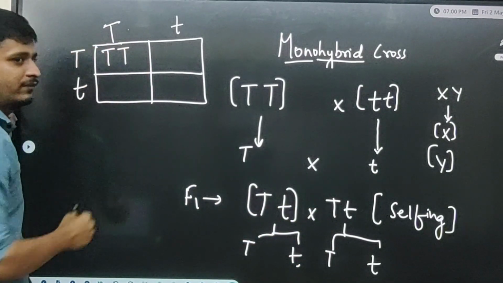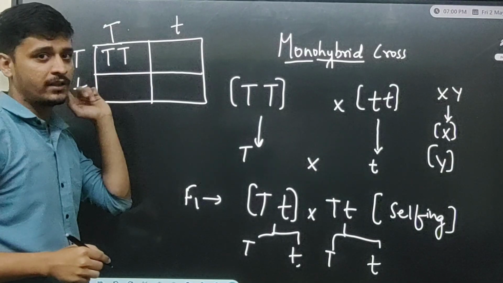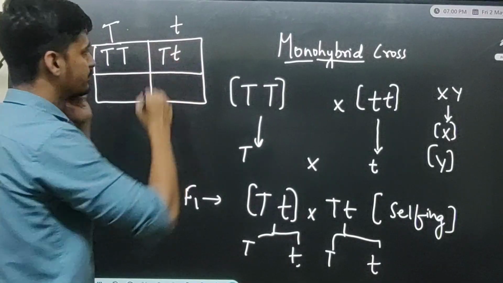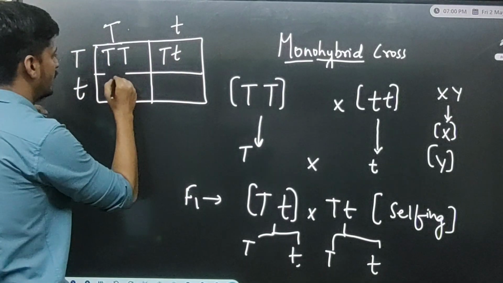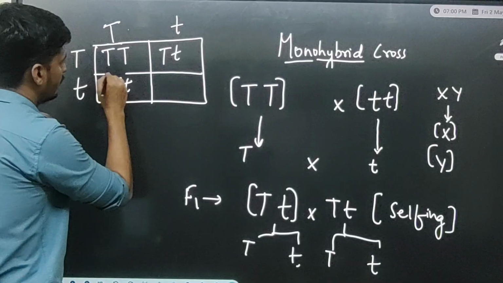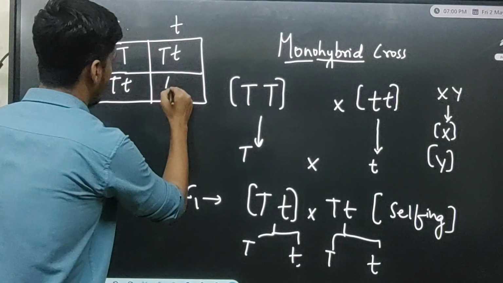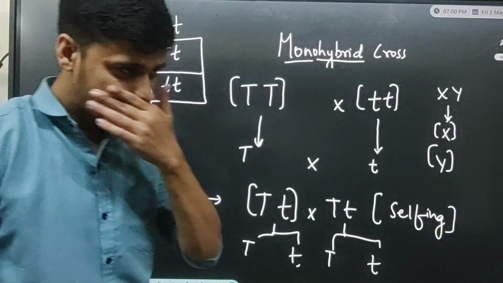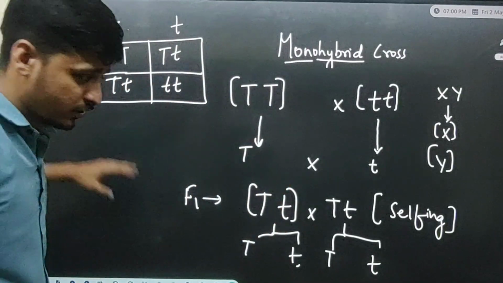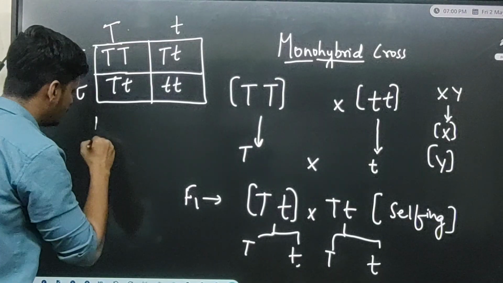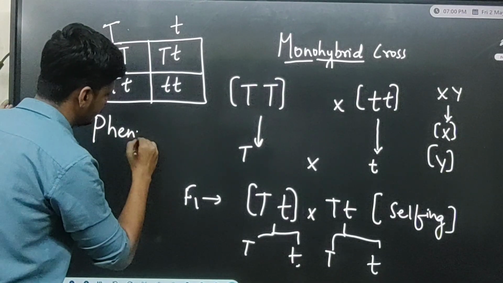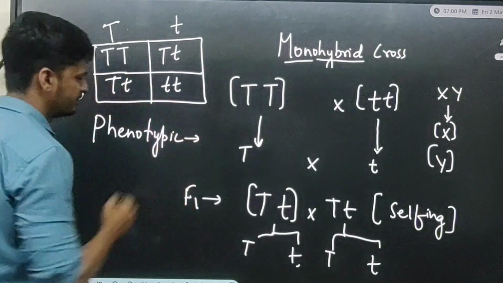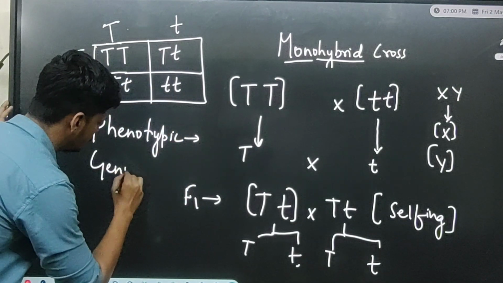So the first progeny will be homozygous tall or heterozygous tall? Homozygous tall. The second progeny, heterozygous tall. The third progeny, heterozygous tall, and the last one will be homozygous dwarf, right? So here we will see two types of ratio. Okay, so पहला ratio हम देखेंगे phenotypic ratio. So what is phenotype? And the second ratio देखेंगे हम लोग genotypic ratio.